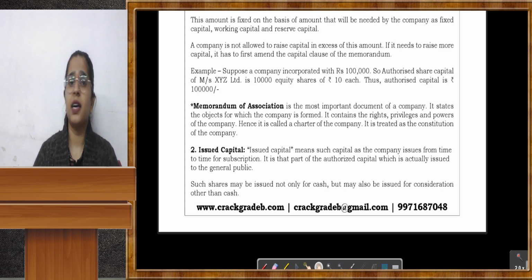In this case, the company will not get any cash from the machinery vendor, but the company will get a machinery. So instead of paying through cash for the machinery, the company has paid through shares. Okay, this is known as issue of shares for consideration other than cash. So issued capital can be for cash and also for consideration other than cash.